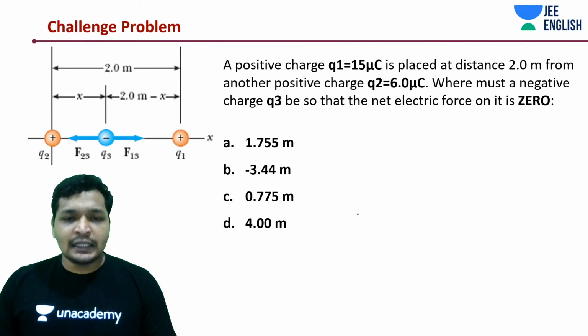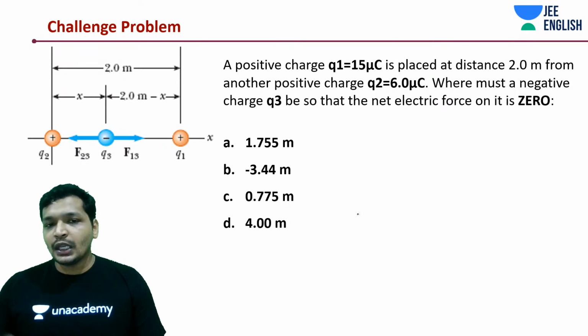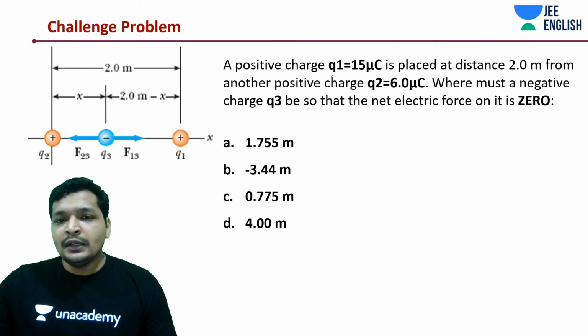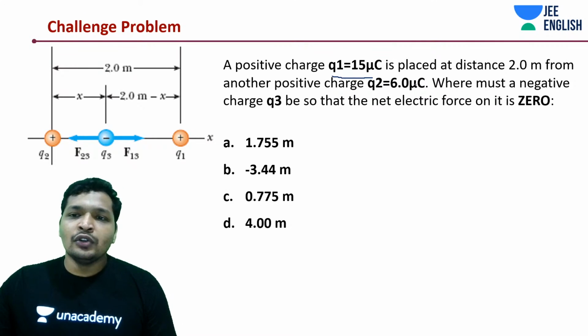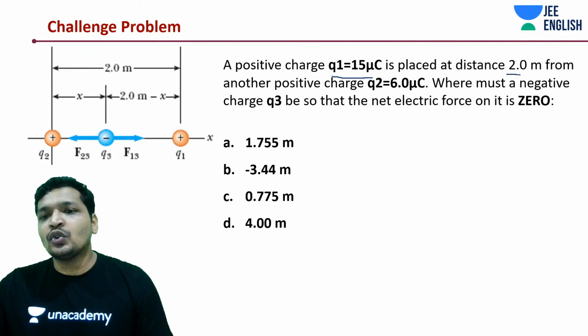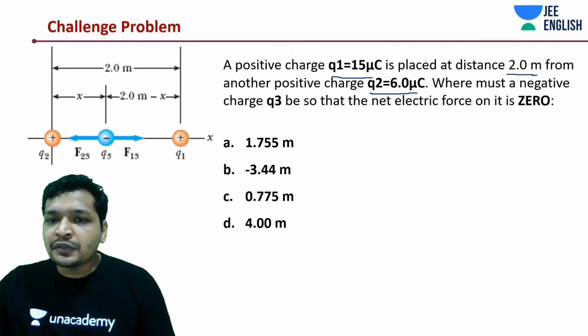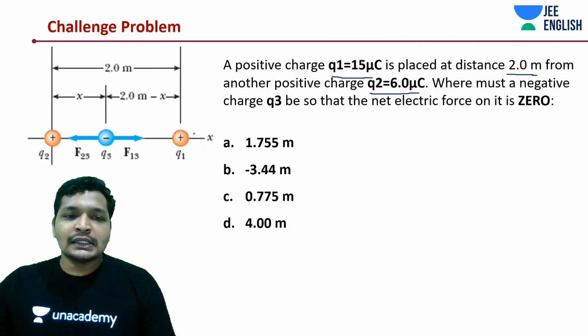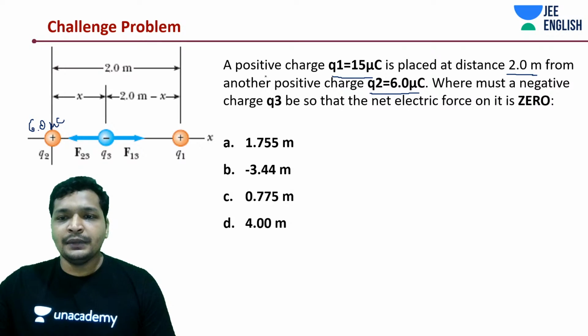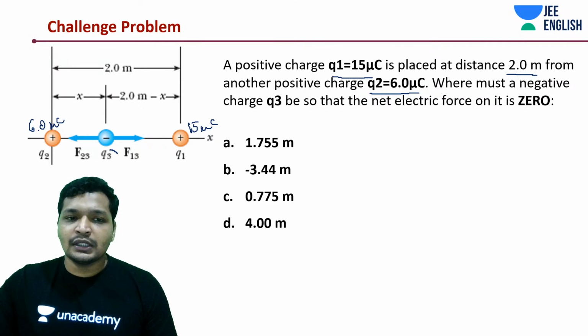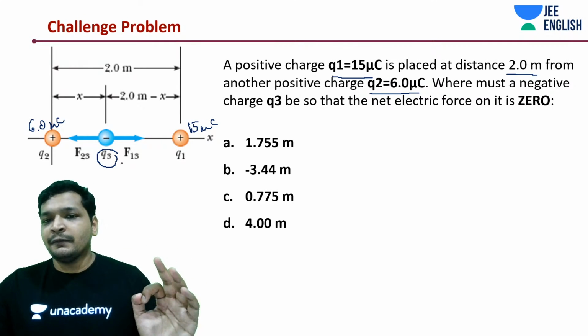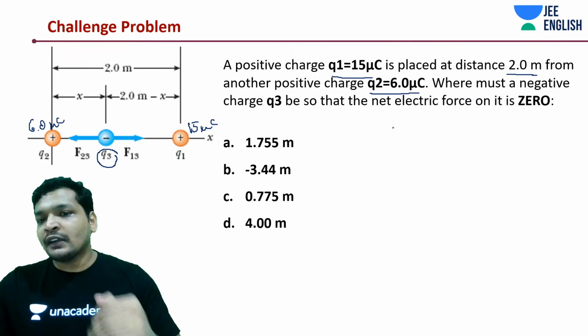So first of all, let's get into a problem, guys. A positive charge Q1 of 15 micro Coulomb is placed at a distance 2 meters from another positive charge Q2, which is of 6 micro Coulomb. Notice on the picture, this is 6 and this is 15. Both will be attracting. Q1 and Q2 will be attracting Q3. There is a charge Q3, which has to be placed somewhere such that the net electric force on it is 0.